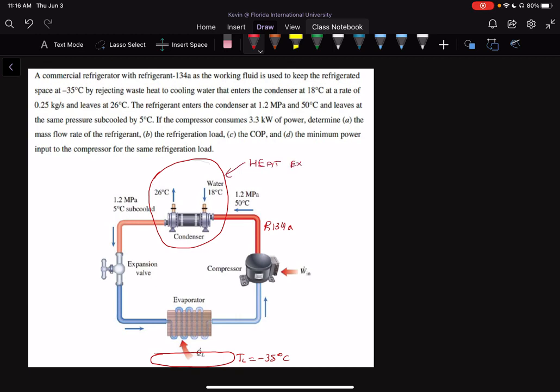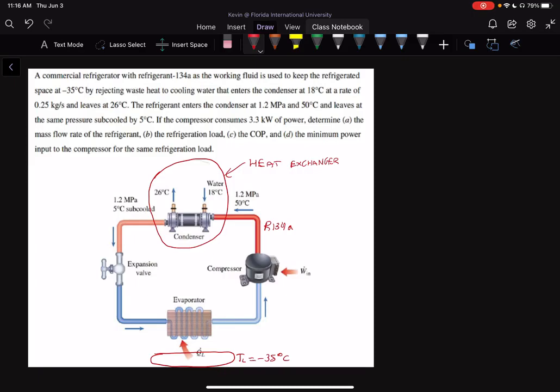This condenser is actually like a heat exchanger. It's a heat exchange between our water and our R134A. So we're told that the refrigerant enters the condenser at 1.2 megapascals and 50 degrees Celsius and leaves at the same pressure subcooled by 5 degrees.